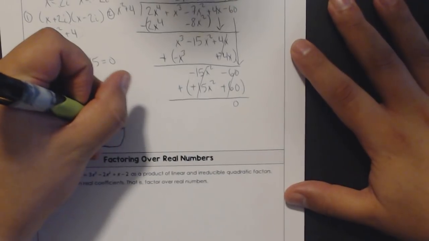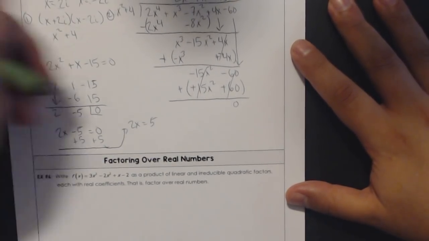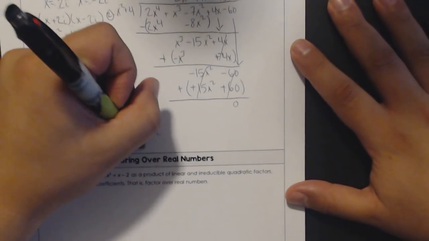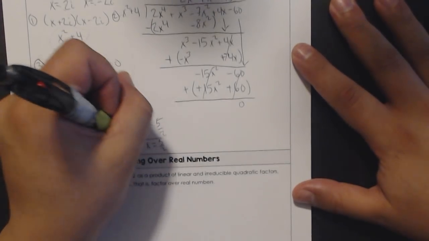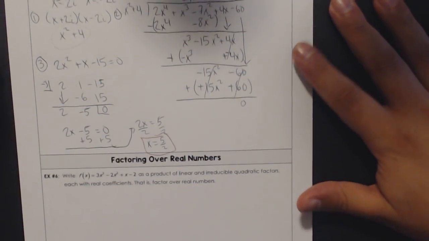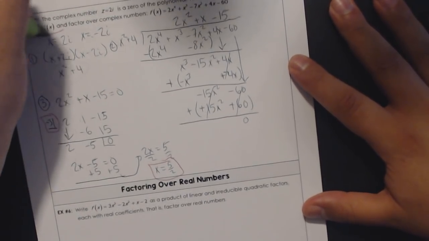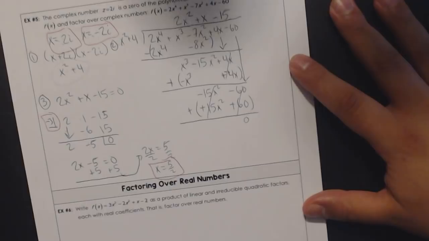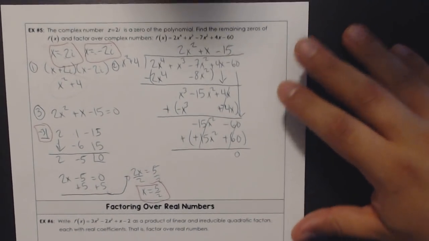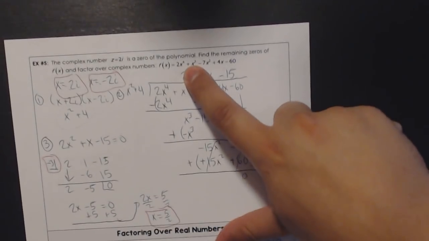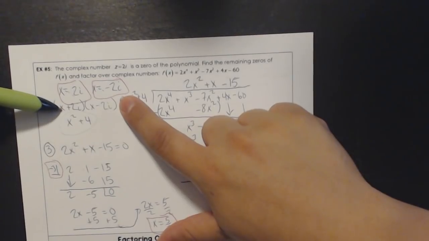And actually, I'm going to continue the work up here. I get 2x is equal to 5, divided by 2, x equals 5 halves. So if I box what I found, x equals 5 halves is a 0, x equals negative 3 is a 0, and x equals 2i and x equals negative 2i are all zeros. How do I know if I found enough zeros? Well, my highest degree is 4. I've boxed 4 zeros. So now I know that I'm done here.